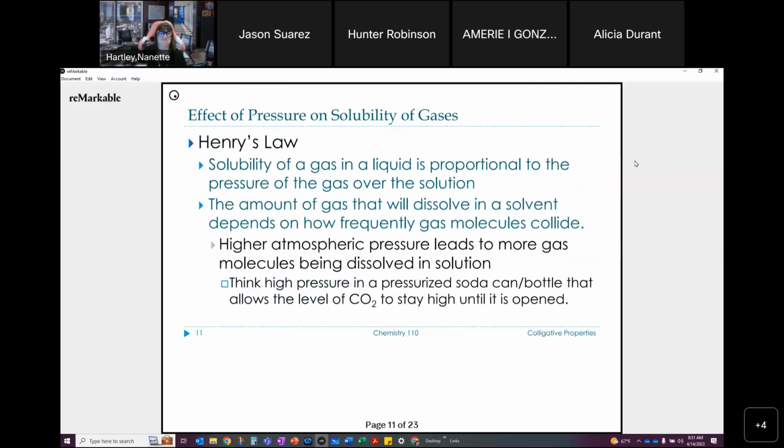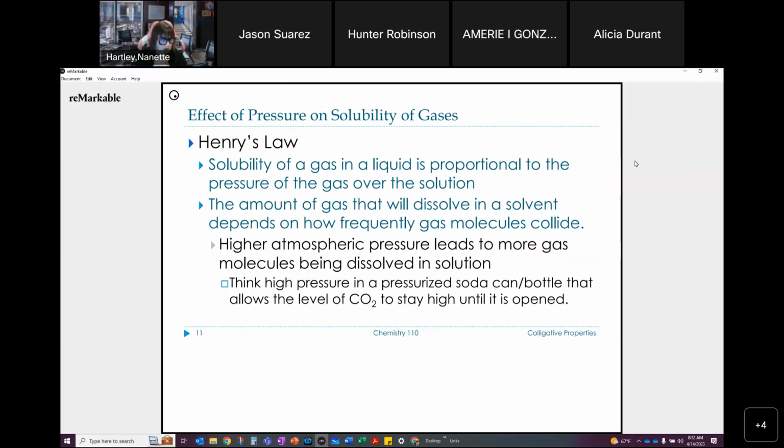Now, one of the other effects of this: Henry's law says that the solubility of a gas in a liquid is proportional to the pressure of the gas over the solution. The amount of gas that will dissolve in a solvent depends on how frequently that gas molecule collides with that solution. So if I've got a situation where I have some gas above this particular solution and it's trapped there, it can't get away, then the more of it that I have, the more I'm going to get into solution, because its ability to hit that liquid goes up.